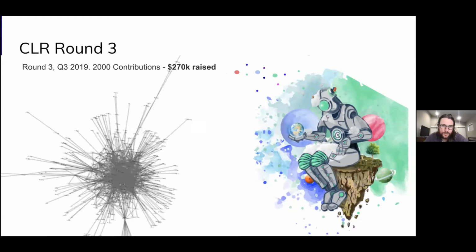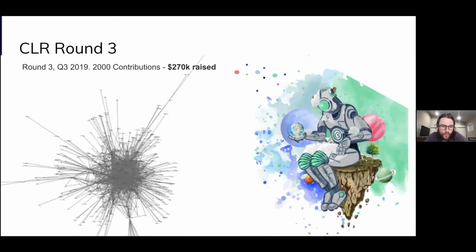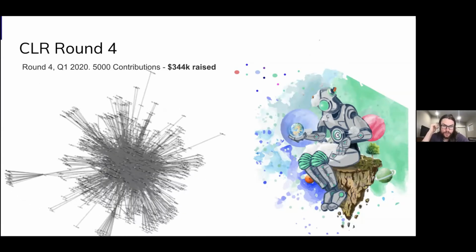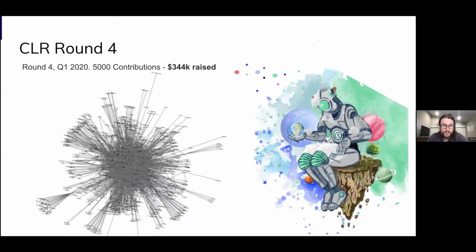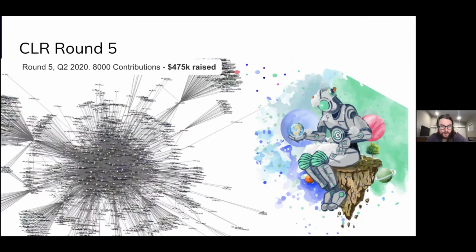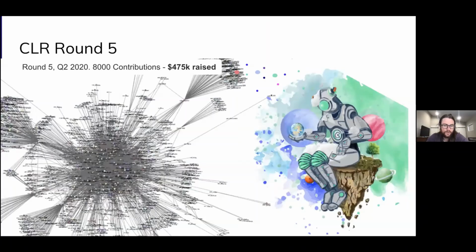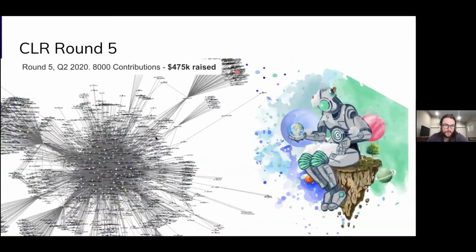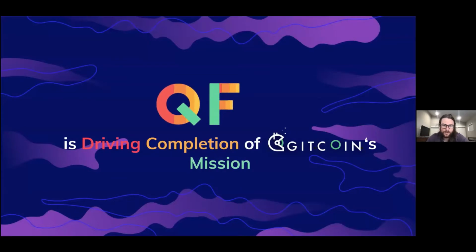As we roll into round 3, we're starting to get even more data about what people in the community actually care about. Round 4 did about 5,000 contributions for about $400,000 raised. Round 5, about 500K raised through 8,000 contributions. And we've gone through round 6 and round 7, which have done roughly $1 million per round in the last couple rounds.